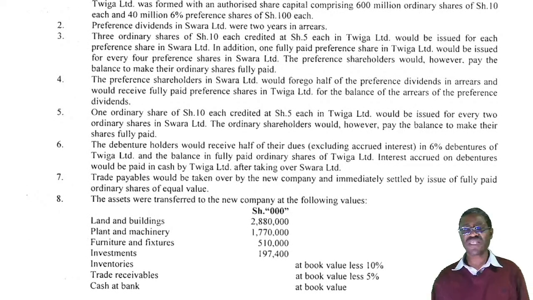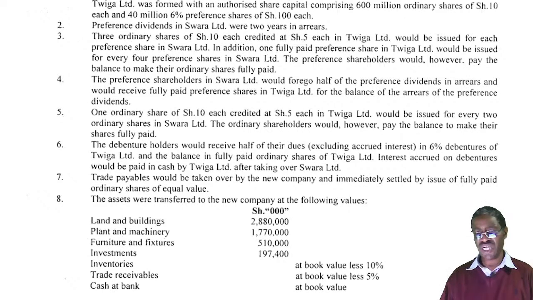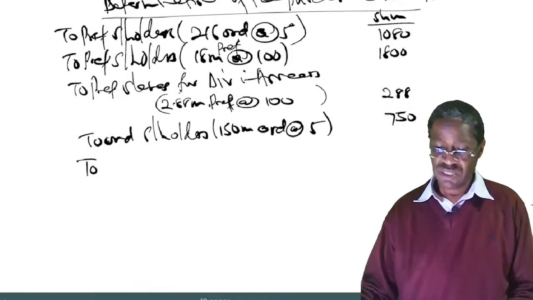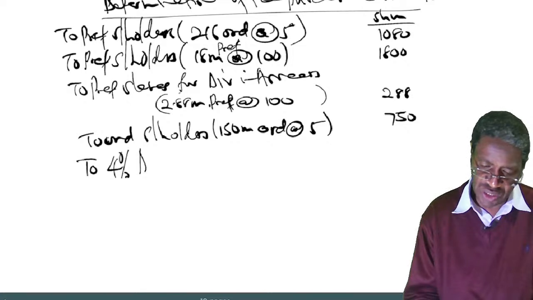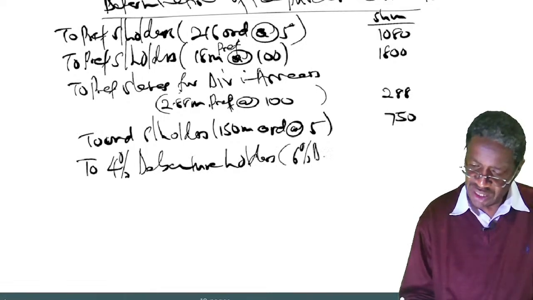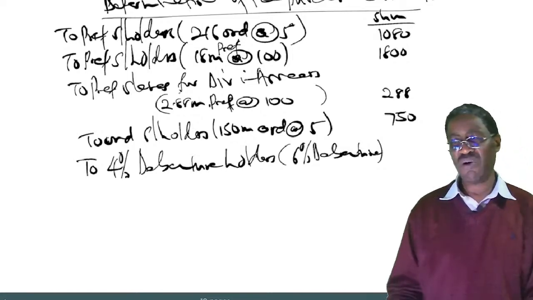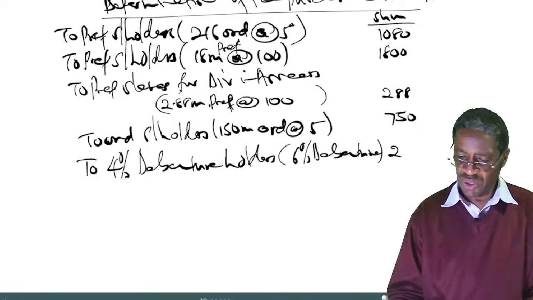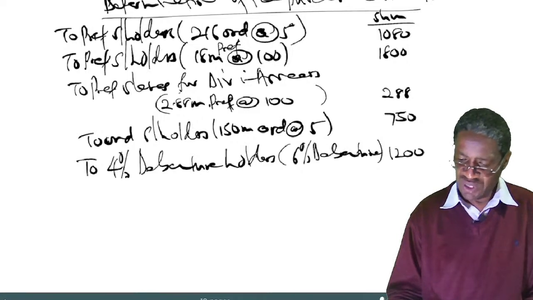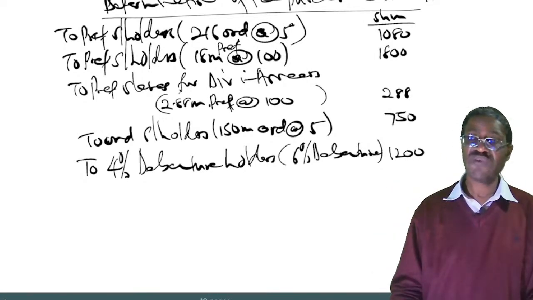Note number 6 says the debenture holders would receive half of their dues, excluding accrued interest, in 6% debentures of Figure Limited. Let's first give them half of the 2.4 in terms of 6%. So come and say here, 4% debenture holders, put in bracket 6% debenture. That's what we are giving. The figure is 2.4 billion. Our figures are in millions, so it will be 1,200 million. Half. The debentures were 2.4 billion, I hope you remember. Now 1.2 billion is what we are giving.